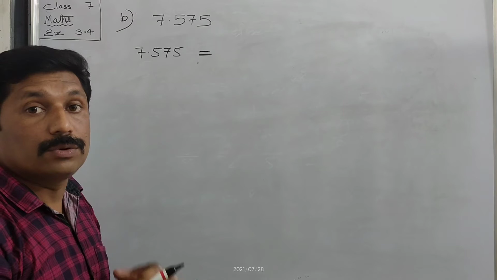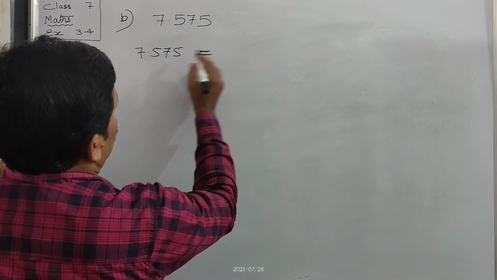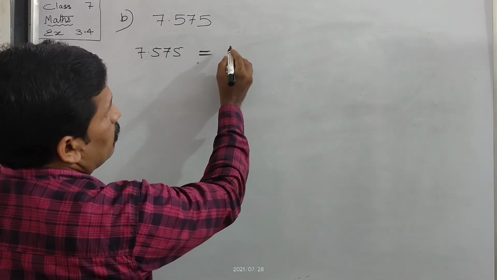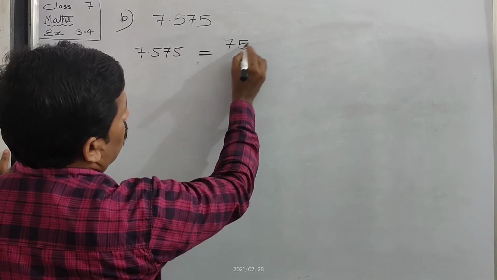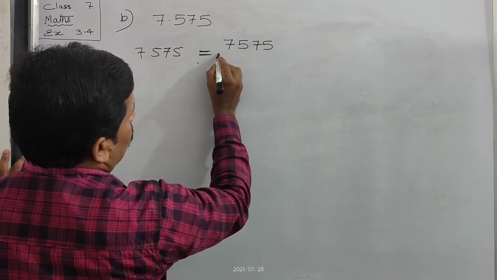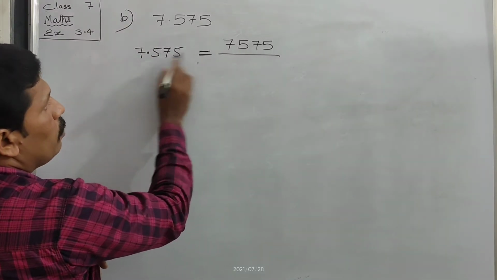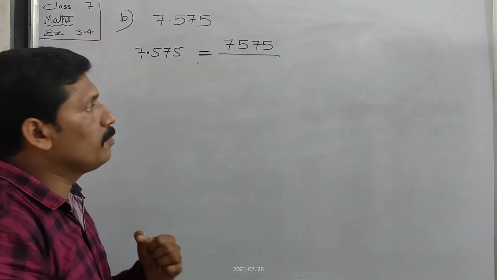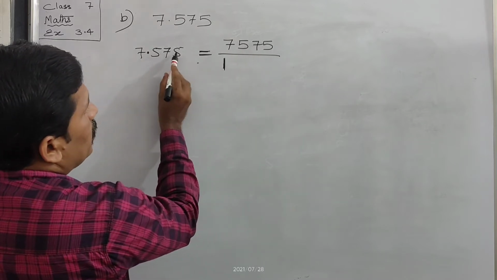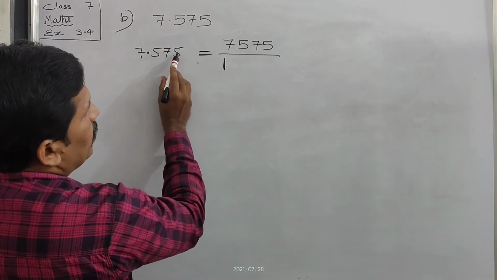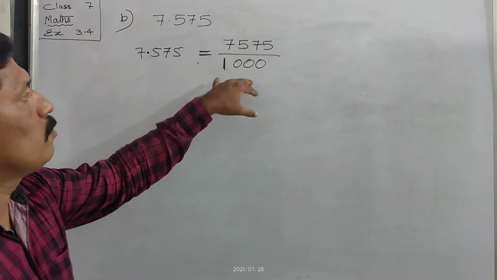7.575. We have to convert it to a fraction, and also we change it into simplest form. So this 7.575, we write in the numerator the number avoiding the decimal point, meaning the full number. Don't write only the decimal part, but the full number without the decimal. And then in the denominator, after writing 1, how many decimal digits are there? 1, 2, 3 decimal digits. So we place 3 zeros. So its fractional form is 7575 upon 1000.